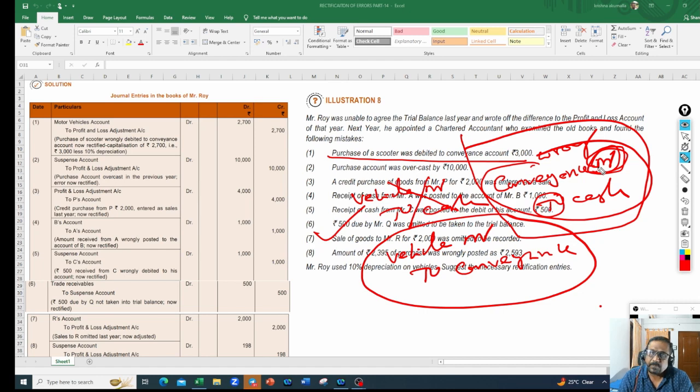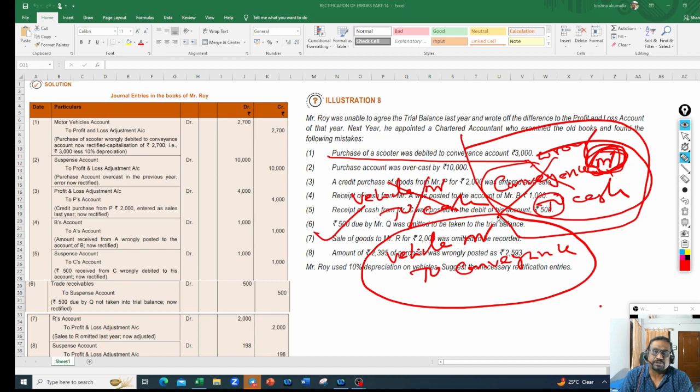Conveyance is an expenditure. So if it is an expenditure, by the end of last year, this conveyance amount would have been transferred to profit and loss account. Why does it have to be transferred? Because all expenses and losses have to be debited in profit and loss account. Hence, this conveyance already would have been transferred. There is no conveyance account now.